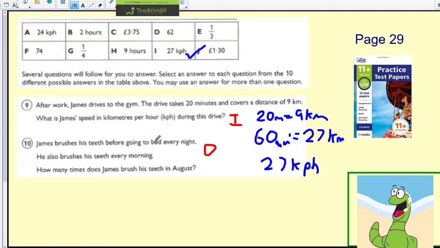And finally, James brushes his teeth every night before going to bed. He also brushes his teeth in the morning, so that's twice per day. How many times does he brush his teeth in August? Well, August has got 31 days, which means a total of 62, which is where our answer came from.